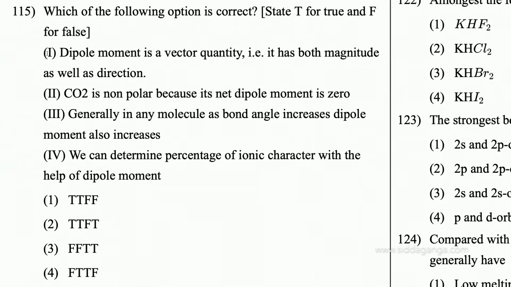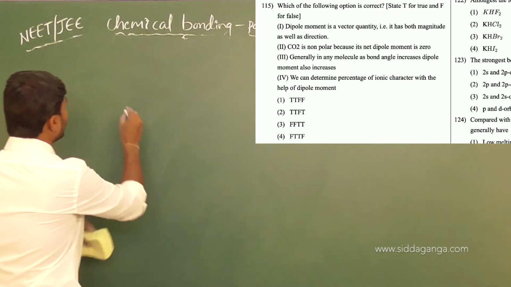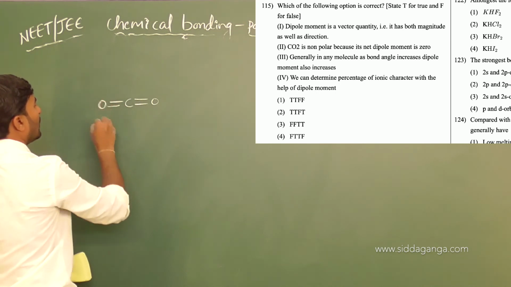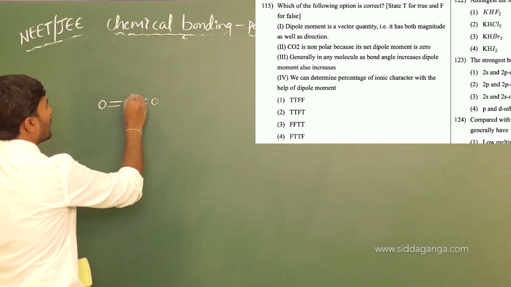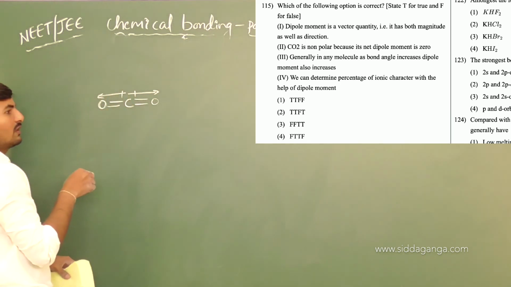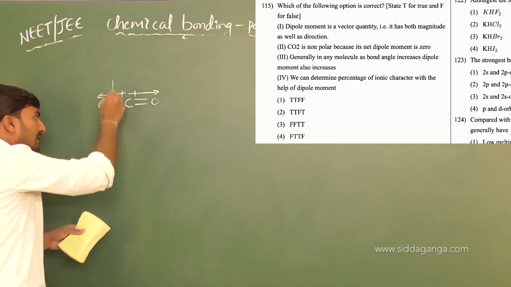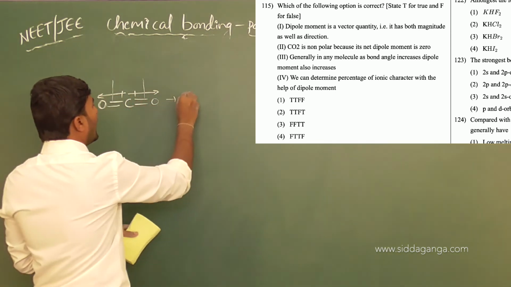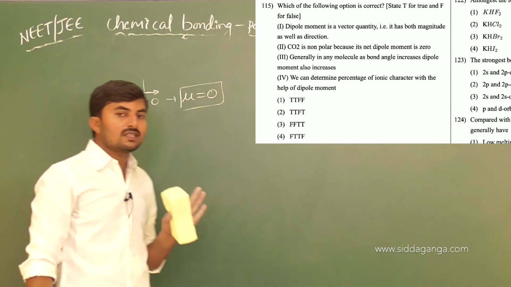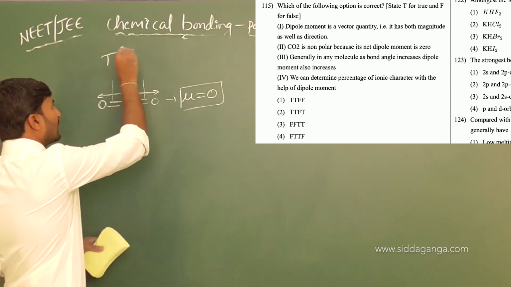C double bond O, C double bond O. This is the structure of carbon dioxide. So if you consider the bond dipole moments, carbon is less electronegative such that the moment of bond dipole takes place from carbon to the more electronegative oxygen here. Both bond dipoles are moving in opposite directions such that cancellation of bond dipoles takes place, and mu is equal to 0. Bond dipoles cancel, so dipole moment is 0. That means the first statement is true and the second statement is also true.